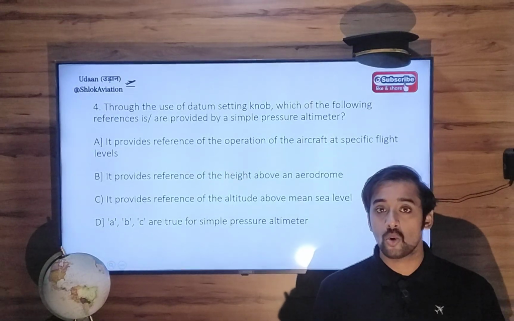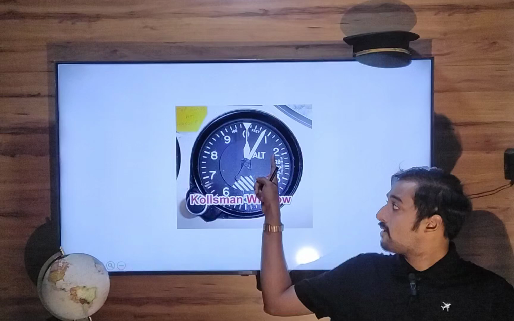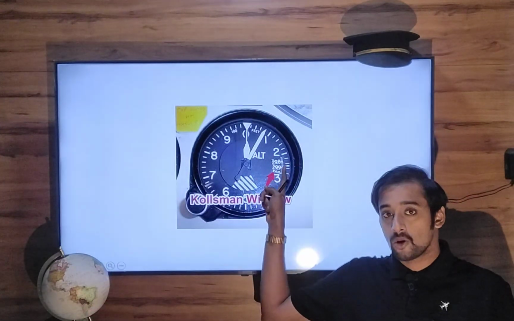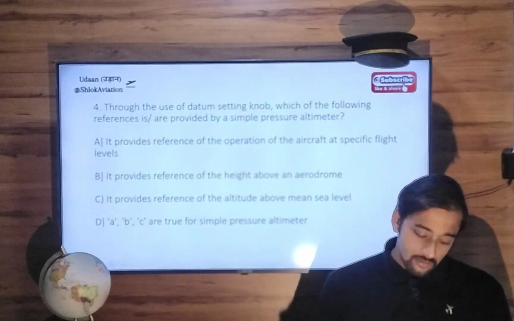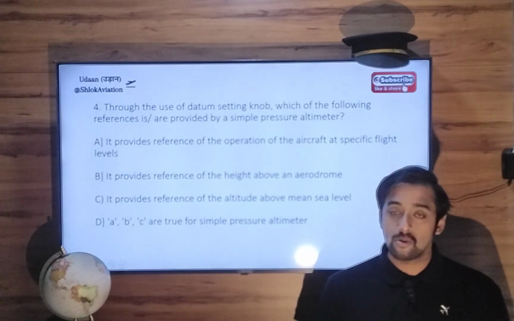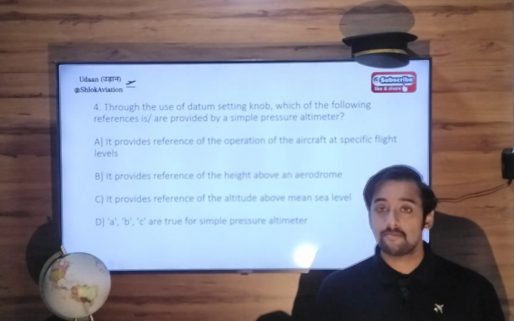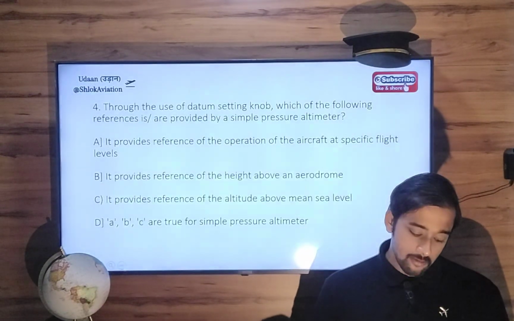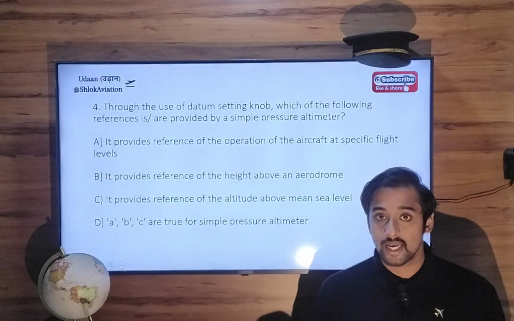Datum setting knob is the Boltzmann window in the altimeter. So this is your altimeter. Here you have the altimeter pressure setting window, Boltzmann window or datum setting knob. Which of the following references is provided by a simple pressure altimeter? So when you use the Boltzmann window, what reference can be provided by the altimeter?